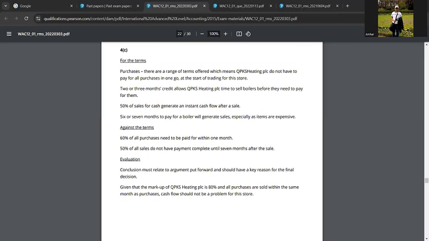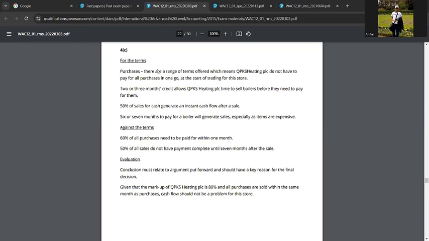So in this question, theory part, they are saying evaluate the terms on which purchases and sales are made by QPKS Heating PLC. So we have to tell whether the credit term that they are offering is good or whether it is not good. So we have to evaluate and write.